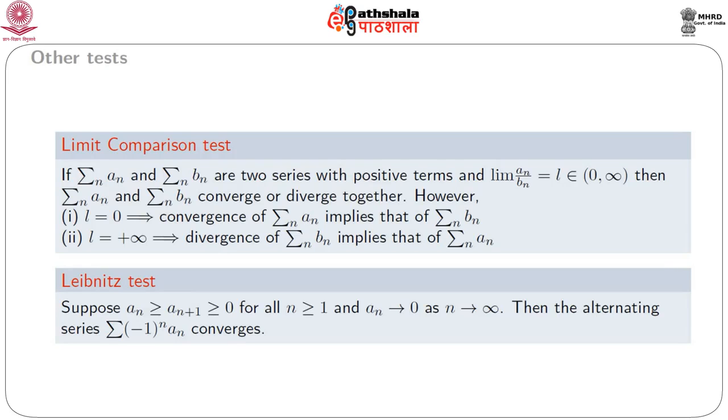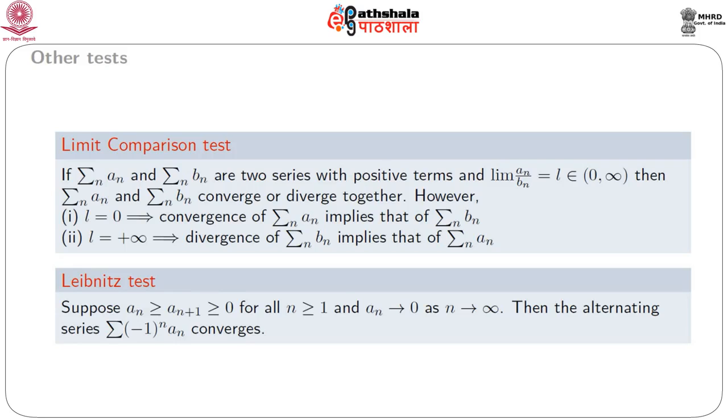And lastly, we shall discuss one test for alternating series. So far we have discussed tests for series with non-negative terms, and now for the first time we shall discuss a test for series with both positive and negative terms. This is known as Leibniz test. Suppose a_n is greater than or equal to a_(n+1) greater than or equal to 0 for every n greater than or equal to 1, and a_n tends to 0 as n tends to infinity, then the alternating series summation (-1)^n a_n converges.